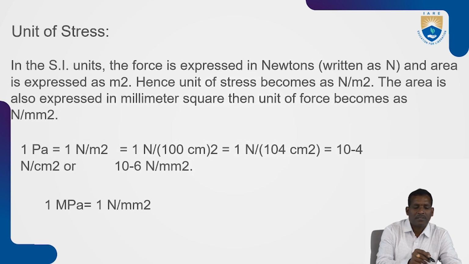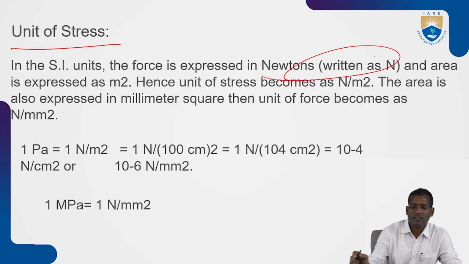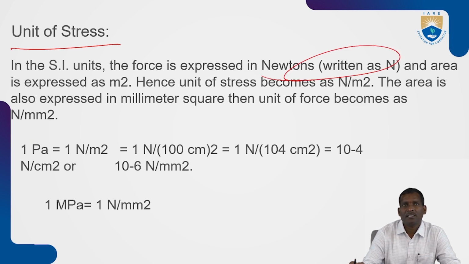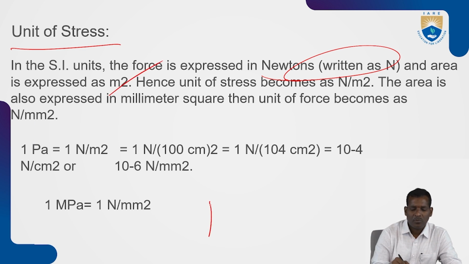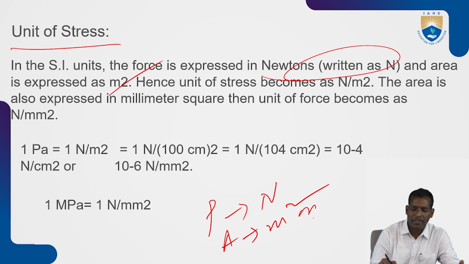So the unit of stress in SI units: the force is expressed in newtons, written as N, and area is expressed as meter square. Force is in newtons and area is in meters squared. Hence, the unit of stress becomes Newton per meter square. The area is also expressed in millimeter square. Then the unit becomes Newton per mm square.